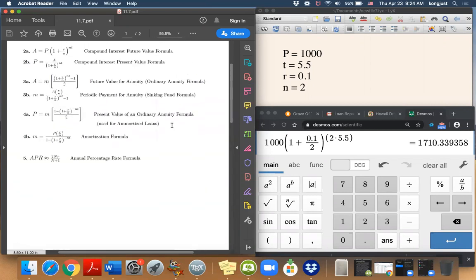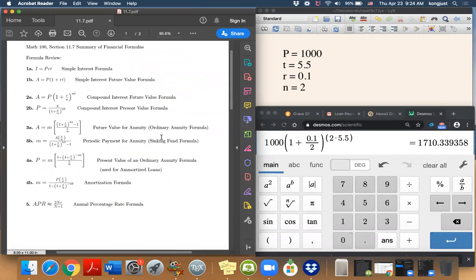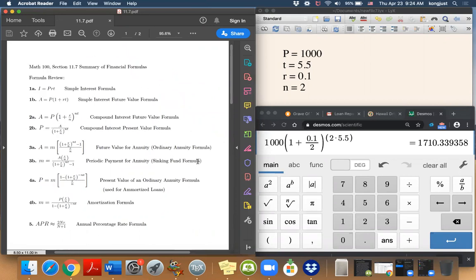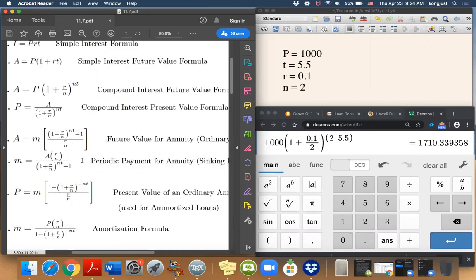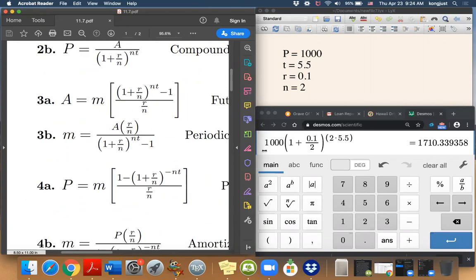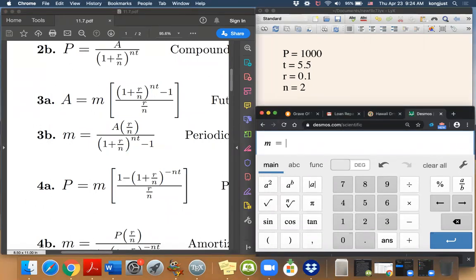Yeah, so we're using the periodic payment for annuity, this one. Yeah, because we know what the future value is, and we're trying to figure out what is the periodic payment we should make. So we're using M is equal to A times R over N divided by 1 plus R over N.